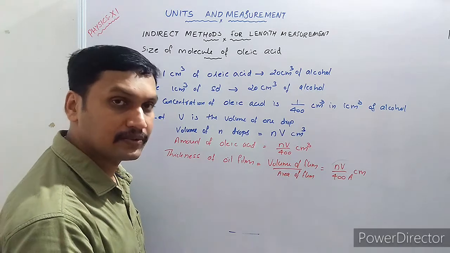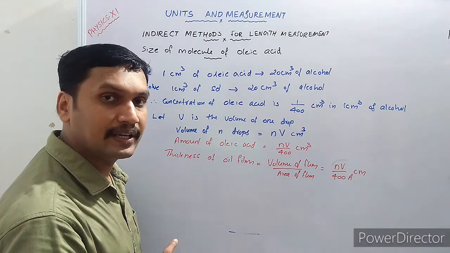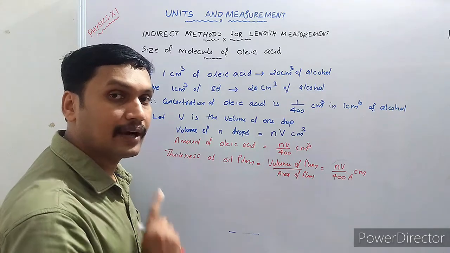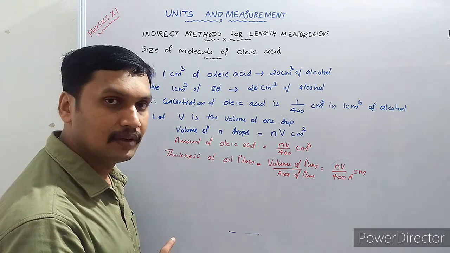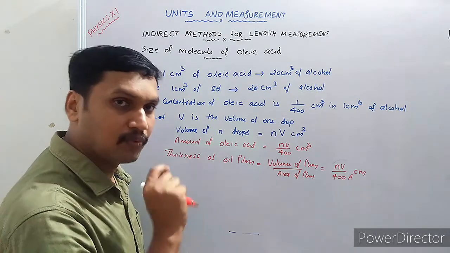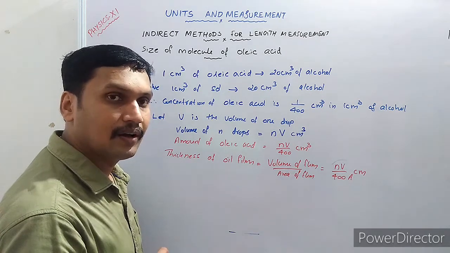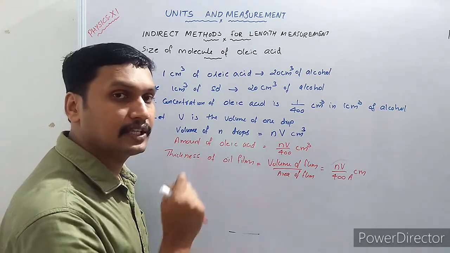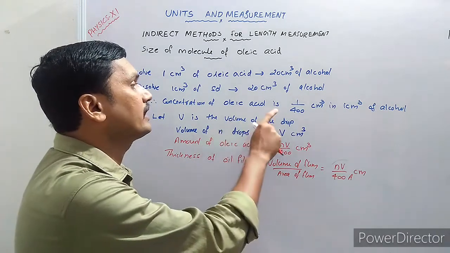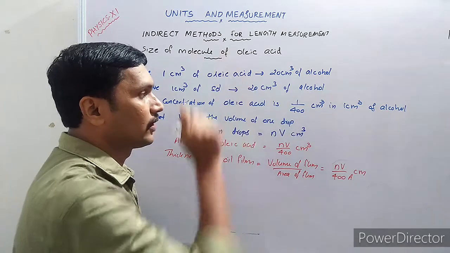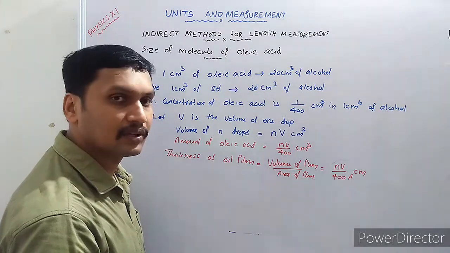See the procedure once more. We take 1 centimeter cube of oleic acid and dissolve it in alcohol to form 20 centimeter cube solution. From that solution, we take 1 centimeter cube and again dissolve it into alcohol to form 20 centimeter cube solution. Now the concentration of oleic acid is 1 by 400 centimeter cube in 1 centimeter cube of alcohol.